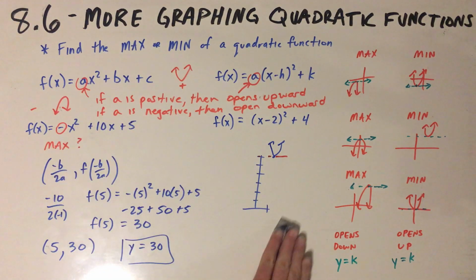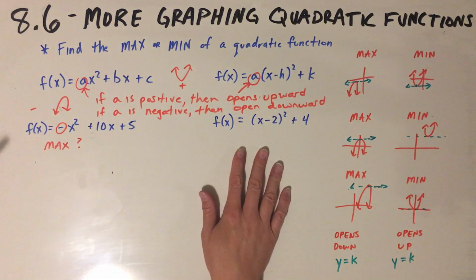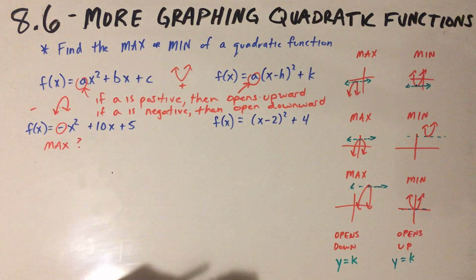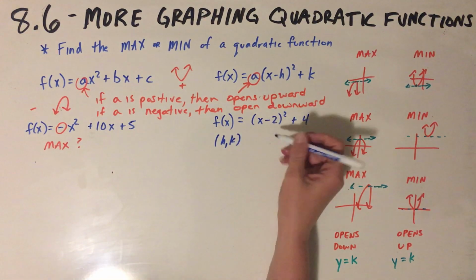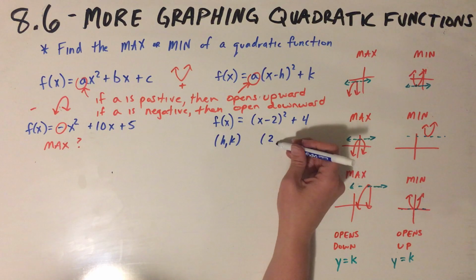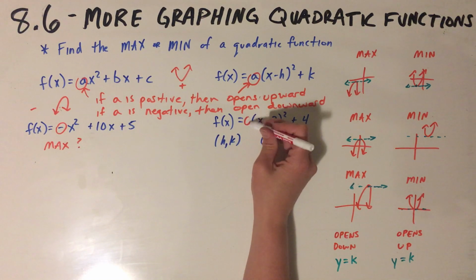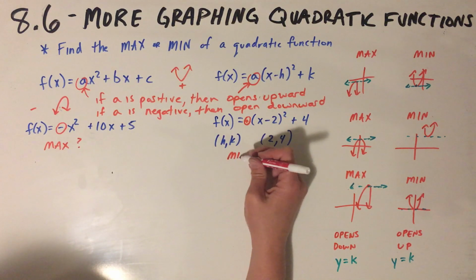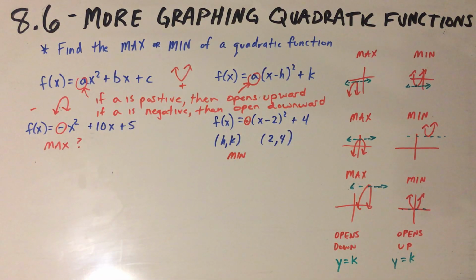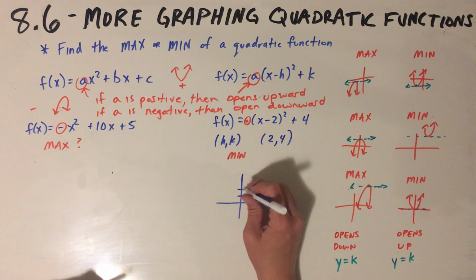We know this is open downward. So looking at this next one, it's not in standard form, it's in vertex form. So we can just say that the vertex is (h, k). So here the vertex is going to be (2, 4). Well, the coefficient here, there isn't one, so it's positive. So we know that this is going to open upward. So we're going to have a min here. And where's that min going to be? Well, we're going to go to 1, 2, and 1, 2, 3, 4.